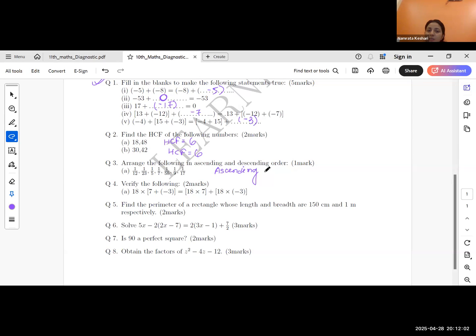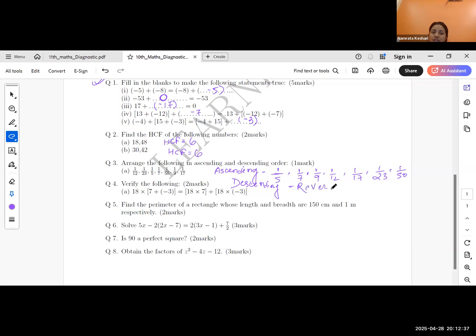Same, ascending will be 1 by 23, 1 by 17, 1 by 12, 1 by 9, 1 by 7, 1 by 5. So descending will be the reverse, right? Yes, ma'am.